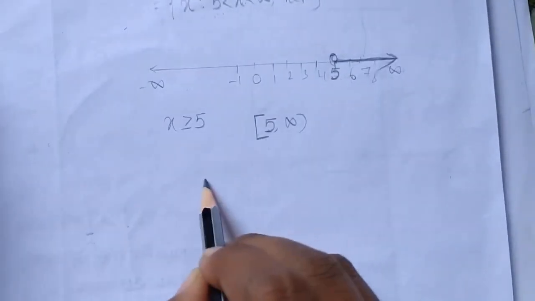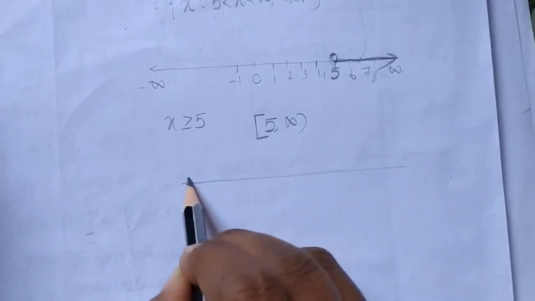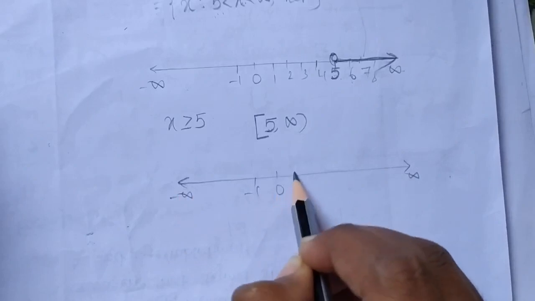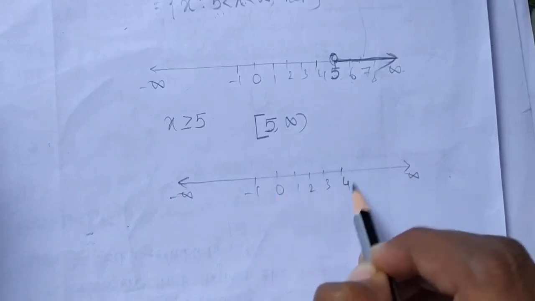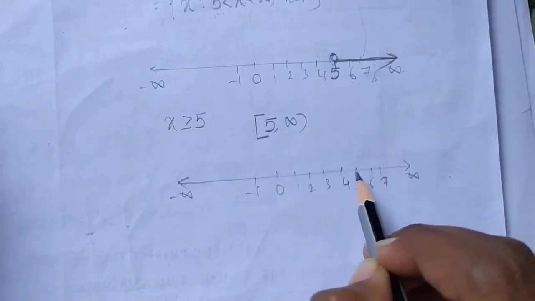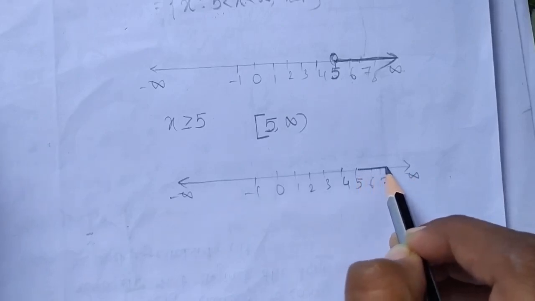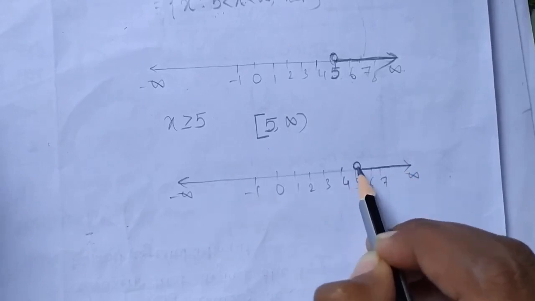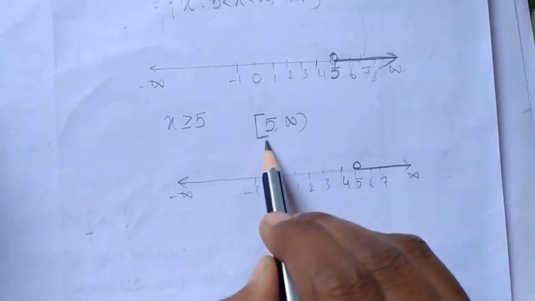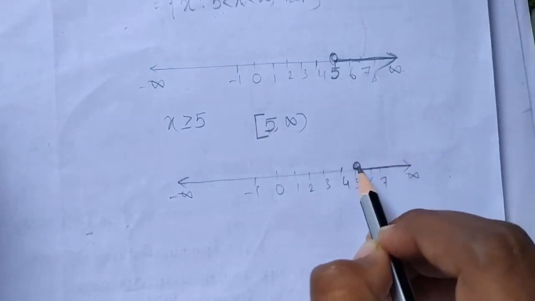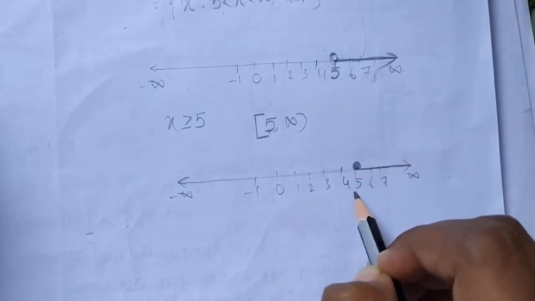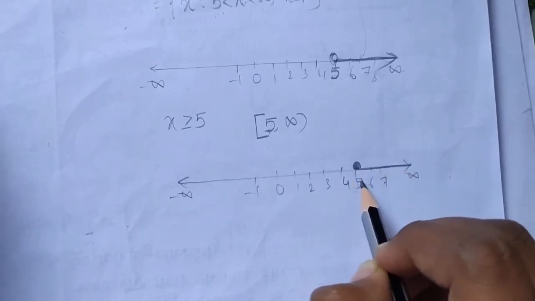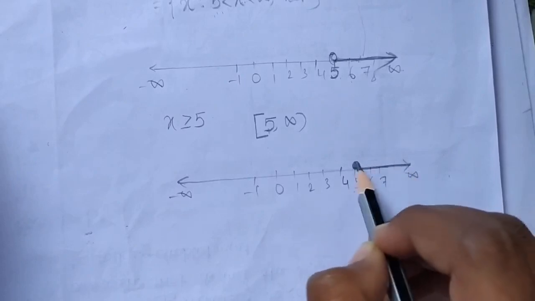And the same thing can be represented on the number line from minus infinity to plus infinity. Minus 1, 0, 1, 2, 3, 4, 5, 6, 7. All the real numbers which are greater than 5 up to infinity. Draw a circle above this number 5, and to include this 5 also, darken this circle. Now this says that the darkened line and the circle contain all the real numbers greater than 5 including 5.